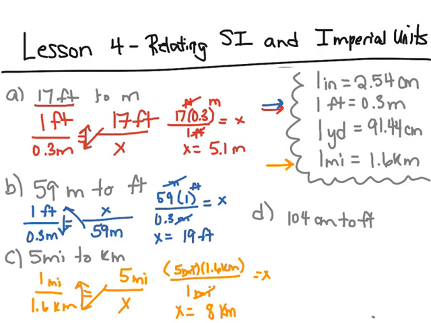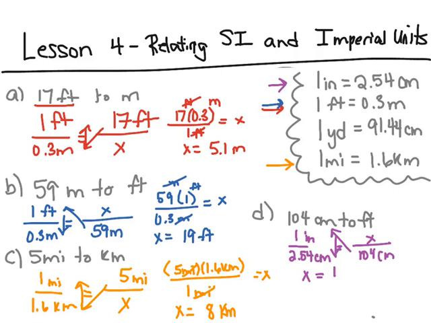And for the last one, we're going centimeters to feet. We don't actually have a conversion for centimeters to feet, but we do have centimeters to inches. So first we'll do that. So 1 inch is 2.54 centimeters. We have 104 centimeters, so we put it on the bottom. We're looking for inches. Cross multiply and divide.